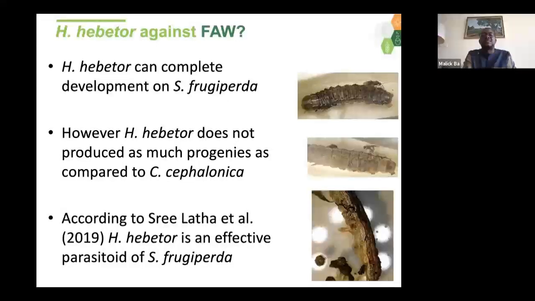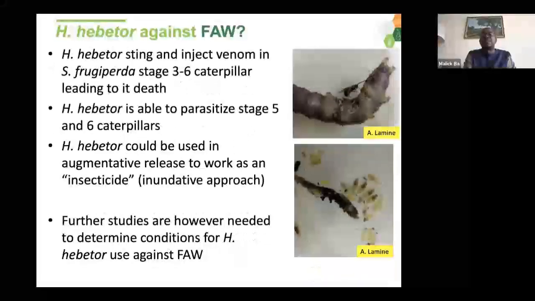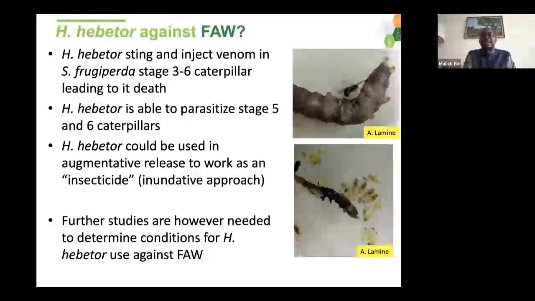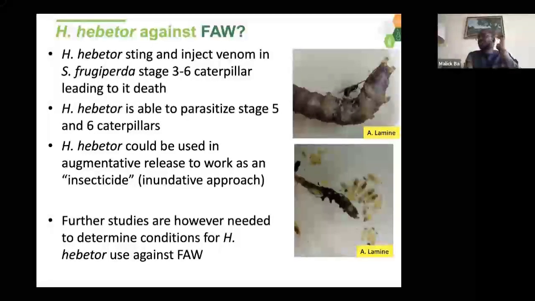And we noticed that this parasitoid can complete development on the larvae of the fall armyworm, the caterpillars of the fall armyworm. However, they don't produce enough progeny. So there was a study in India where they said that it's also an effective parasitoid against the fall armyworm. In our case, we noticed that the parasitoid was able to sting and inject venom in the larvae and then kill them, especially the third to sixth stages. It's also able to parasitize the stage 5 and 6. It could be used in augmentative release to work as an insecticide because you don't get enough progeny.